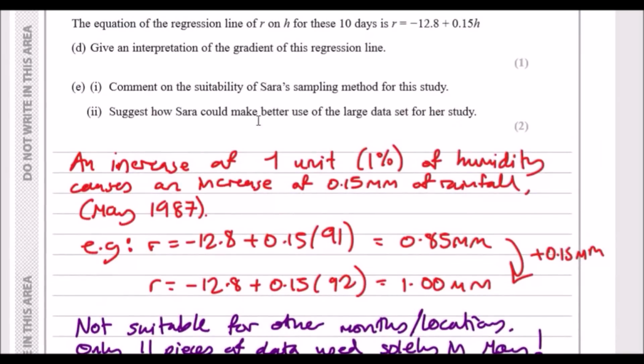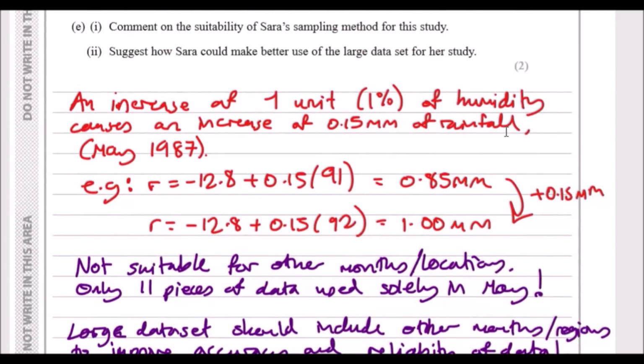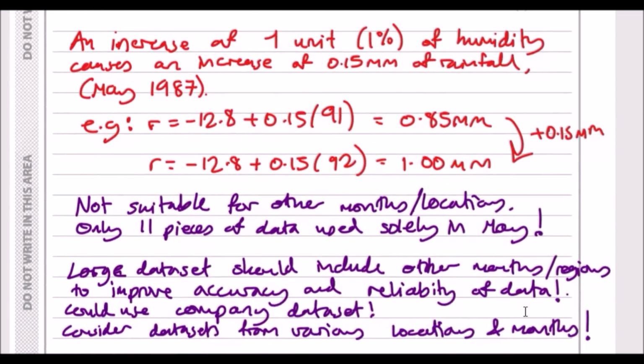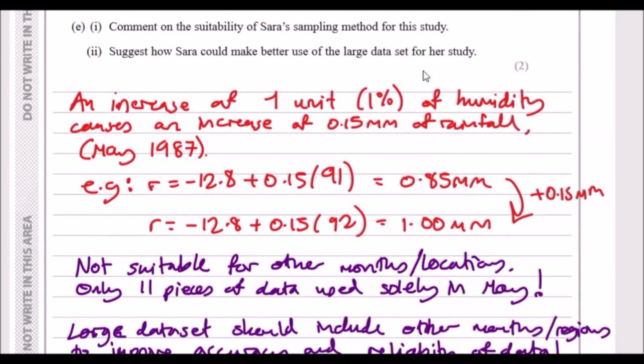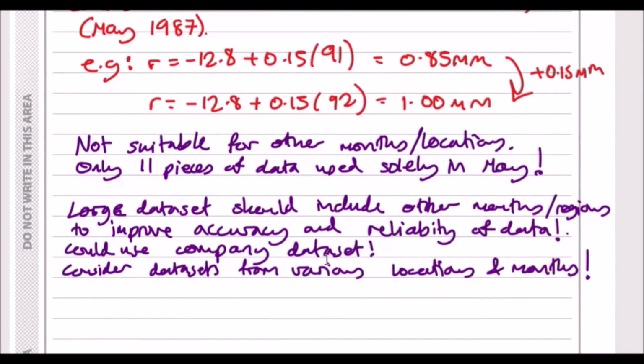Now, suggest how Sarah could make better use of the large data set for a study. Well, I said that the large data set should include other months and regions, because in general, to improve your data, it's always good to consider more, depending on how far you want to go. If you include every other month and region, then you would have a clearer picture. Doing so would improve the accuracy and reliability of the data. Then this is a good use of a large data set. She could use the large data set and consider data from various locations and months. That's literally all you need to do.